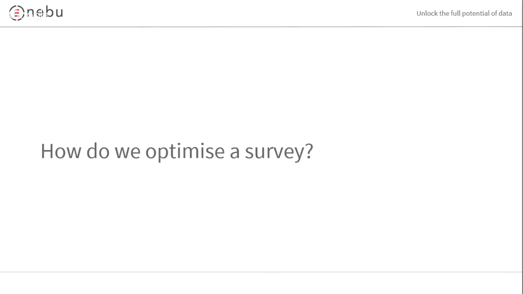So what we're going to be looking at is, how do we actually optimize a survey? What are the types of things we can do? What are the indicators that can make our survey work in the most efficient fashion possible, be most effective with our survey implementation?